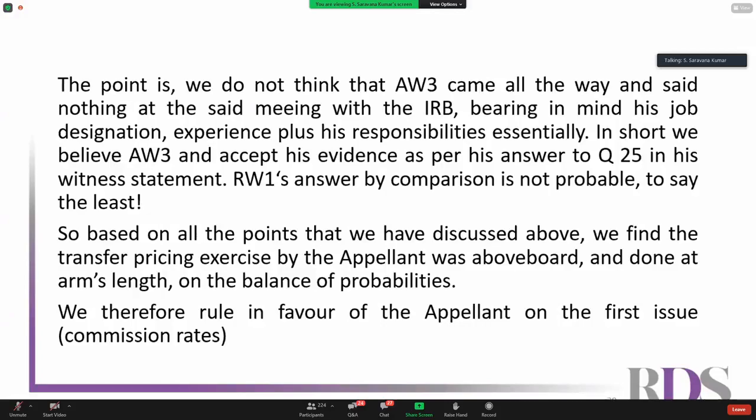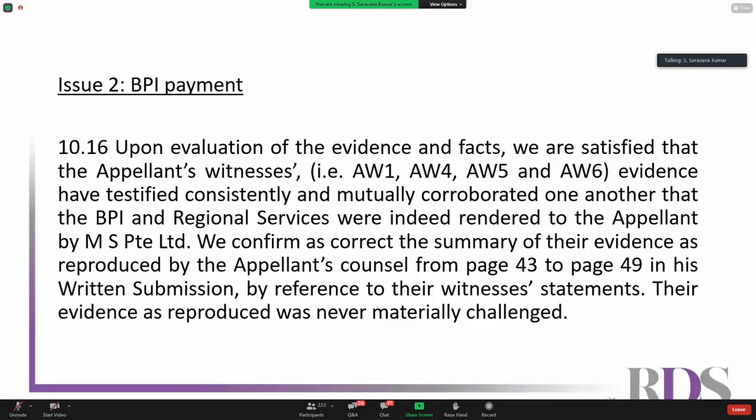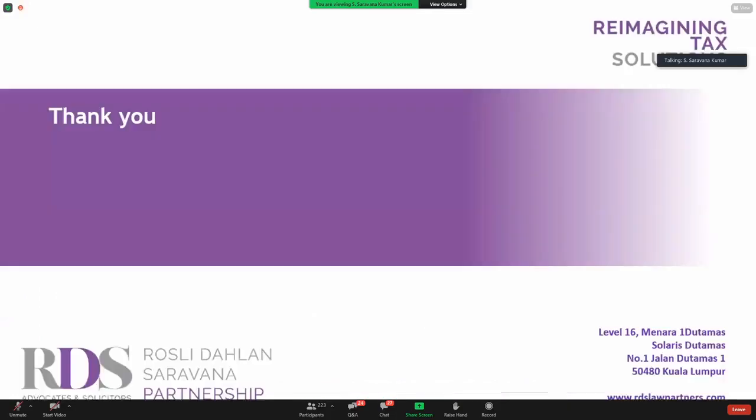So we made it very clear. And the judge said RW1's answer by comparison is not probable, to say the least. The judge is being very polite to say that she's lying. And based on all the evidence, the court ruled in our favor on the TP issues. And you can see again, all the evidence we have evaluated, we did all these cases, so clear. All the witnesses that we put forward in this case were not materially challenged.